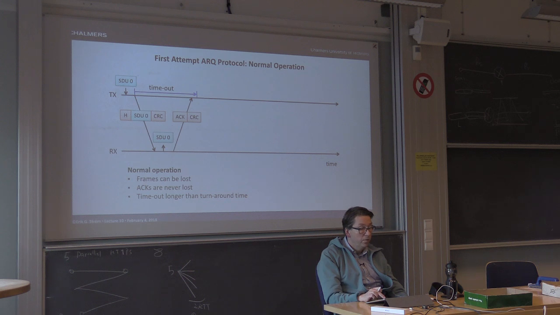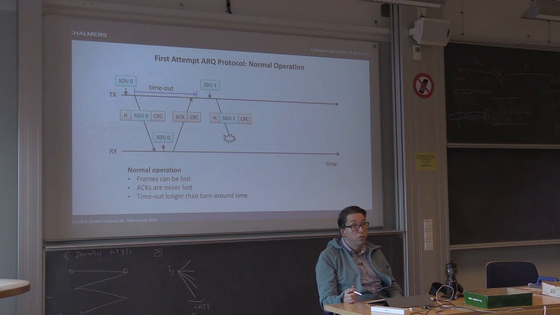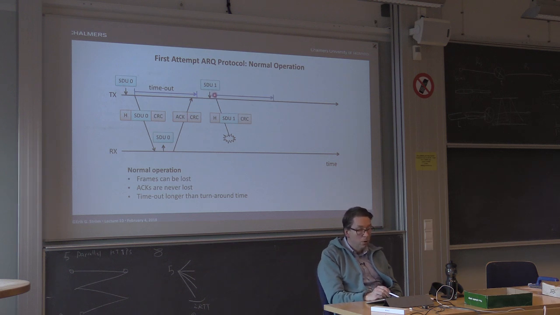Okay, so that was the first service data unit. Then there is the second service data unit, number 1. It's transmitted over the channel, and boom, it disappears along the way. Somewhere, we don't know where, but it just doesn't reach the receiver. What's going to happen then is that here is where the timeout will save us. The transmitter starts a timer that runs, and then it expires here.